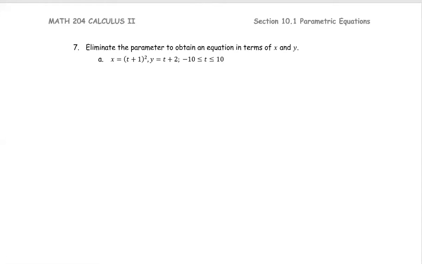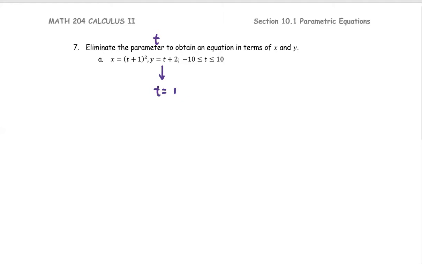In this example, we are going to eliminate the parameter t to obtain an equation in terms of x and y. Part A, we have x equals the quantity t plus 1 to the power 2 and y equals t plus 2. The idea of this is to solve for t and then replace it into another equation that we don't use to get x in terms of y or y in terms of x.